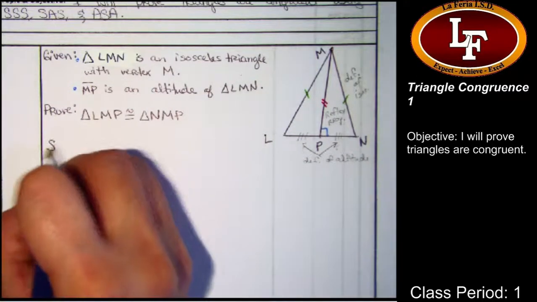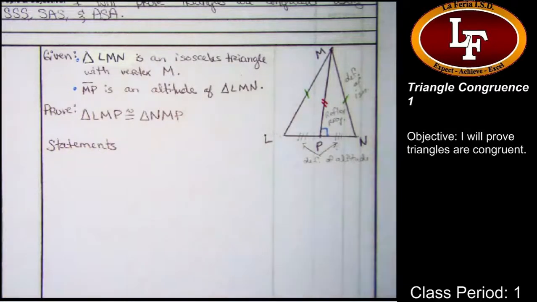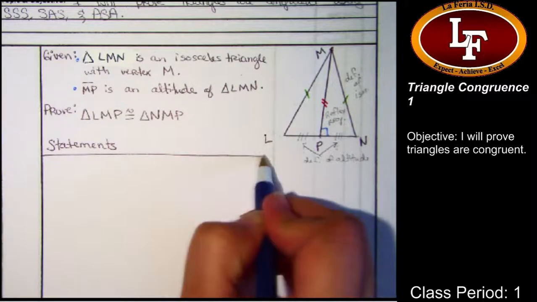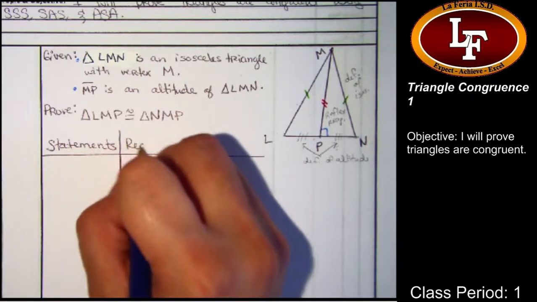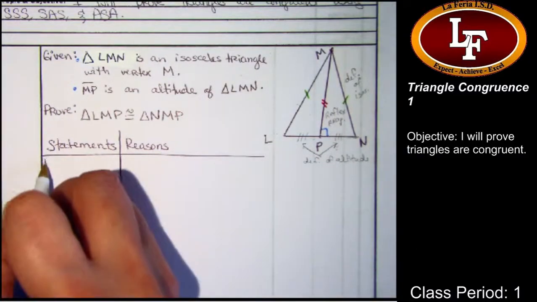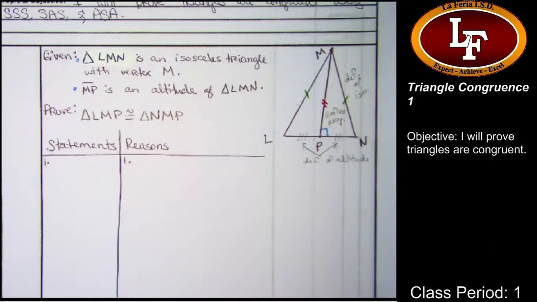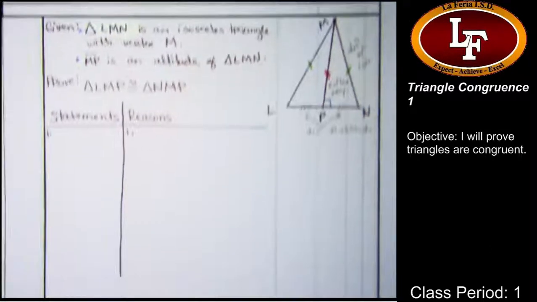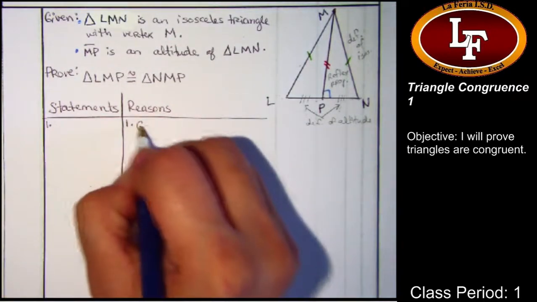So let's start our two-column proof. We need our statements and our reasons. I'm going to make my statements shorter than my reasons. More narrow. Okay. Statement number 1. Always start with your given. Let's scoot this up a little bit. All right, always start with our given. What was given?